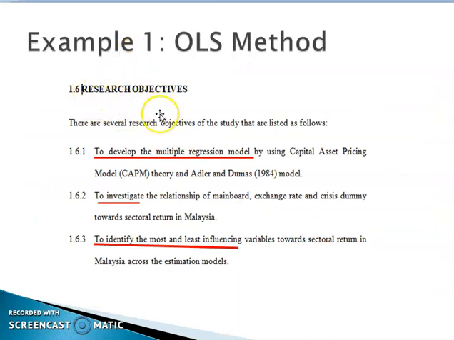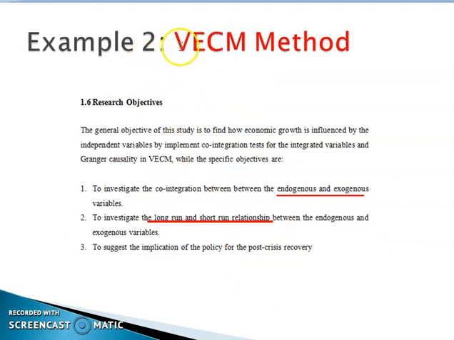For example, from the research objective we can get the initial idea that this study is going to use the OLS method, from the words to develop a multiple regression model. Also, the words to investigate the relationship, and to identify the most and least influencing variable, show that this study is going to use the OLS method. The next example is the VECM method. From the words in the research objective like endogenous and exogenous, long run and short run, and co-integration between variables, it also shows that this study is going to use the VECM method.